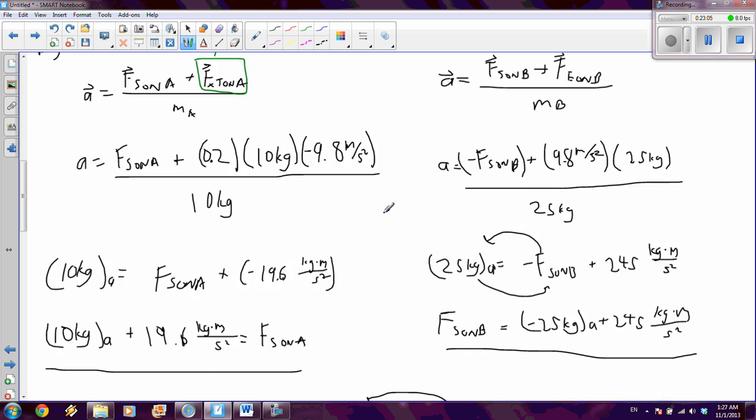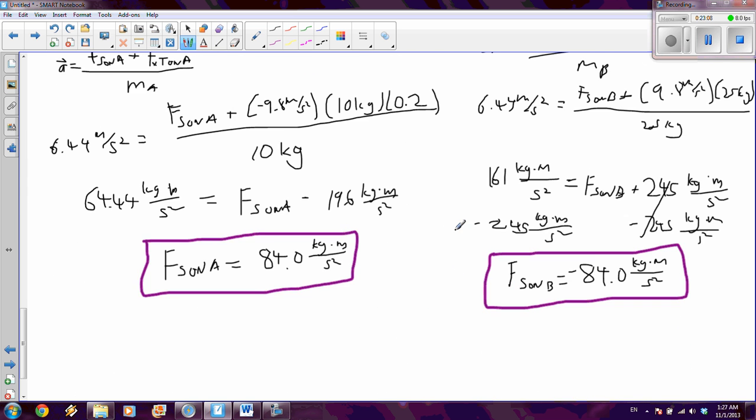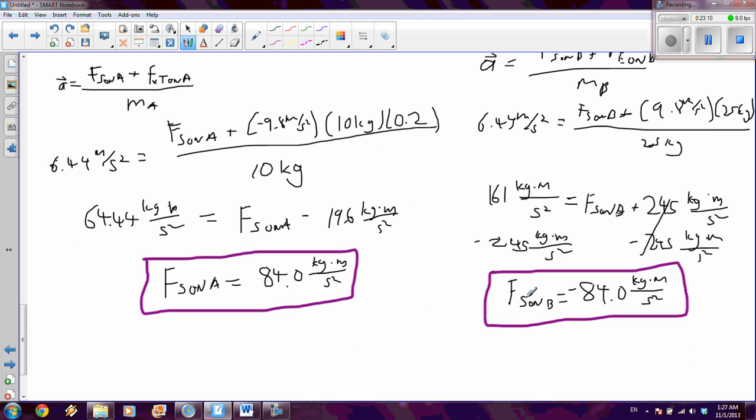Okay, so I hope this helps with pulleys and two-body problems. These are just three examples, and good luck on the rest.